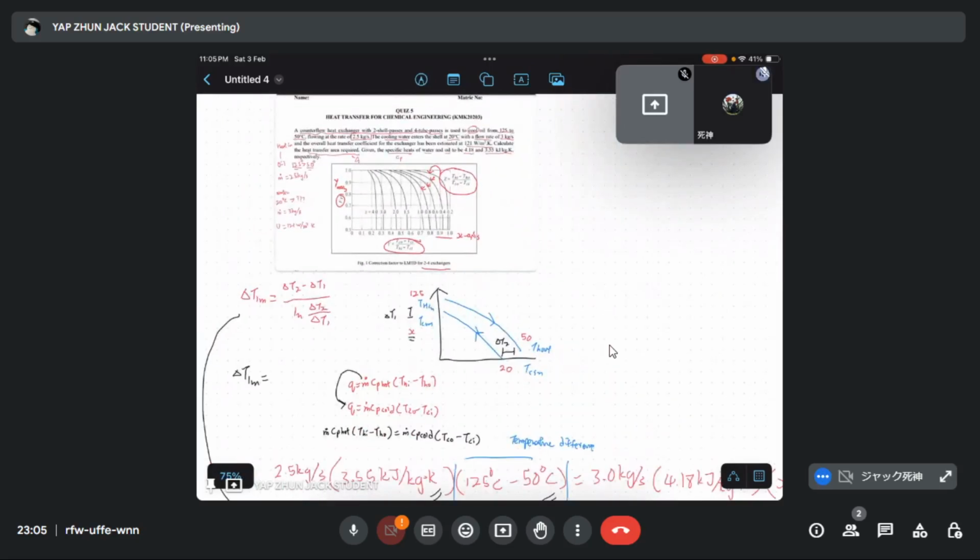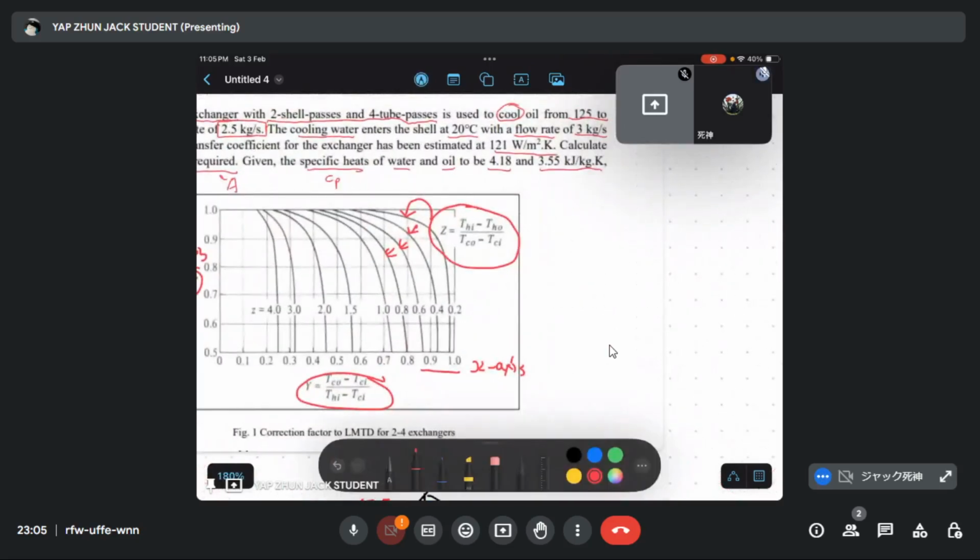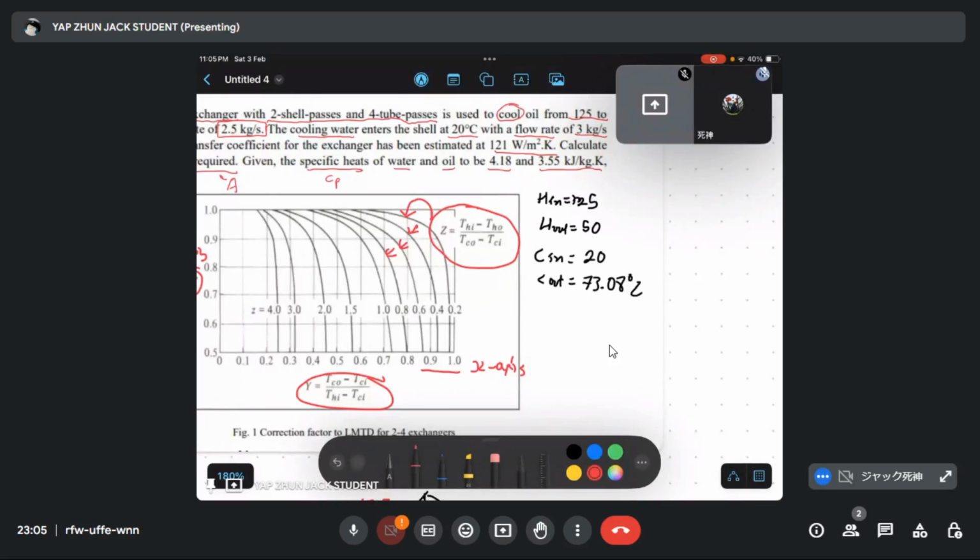How about I just do it beside. I list out all of the things. Hot in is 125, hot out is 50 degrees. Cold in is 20, cold out we calculate is 73.08 degrees Celsius. Okay, when you list out all of these things, now it is time we do the calculations.